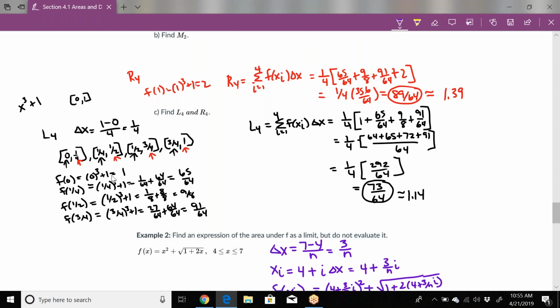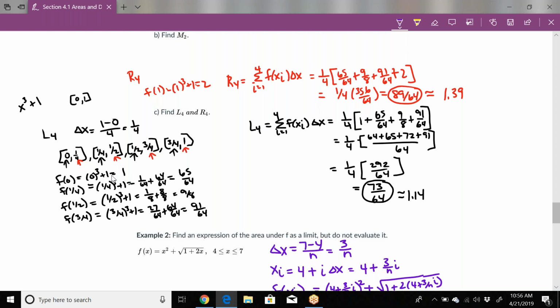So then L4 is equal to the sum as i goes from 1 to 4 of f of x sub i, which means any of our heights of any of our rectangles, times the width of each rectangle. So that's 1/4, because delta x is a constant for each rectangle. It's the same width for each rectangle, so we can pull that to the front. And then these are just the heights of the different rectangles. Then when we get a common denominator, I added all those together, and I got 292 over 64 times 1/4, which reduces to 73 over 64.